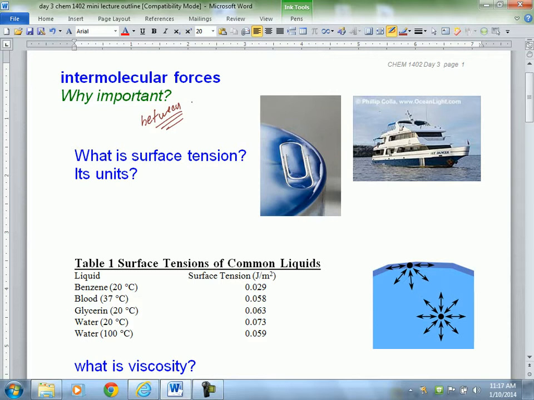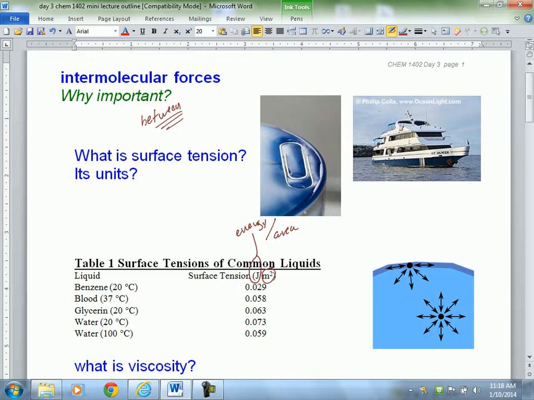Okay, so surface tension. Here's some different liquids, and they all have different surface tensions, some bigger than others. So if you notice the units of surface tension, joules per square meter, what's a joule again? That's the unit of what? Heat, or in general, energy. How about meters squared? Area. Good. So what surface tension is, is it takes energy to stretch the surface of a liquid. It takes energy to stretch it.